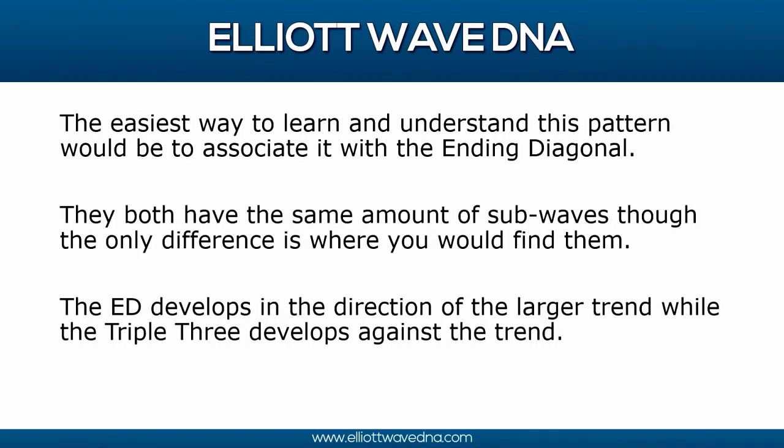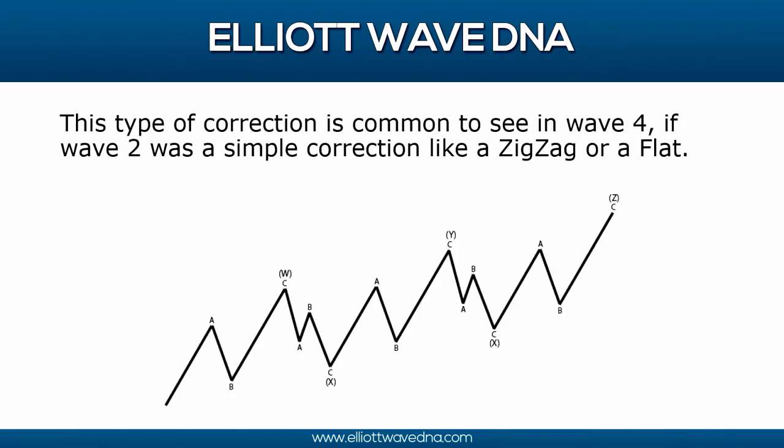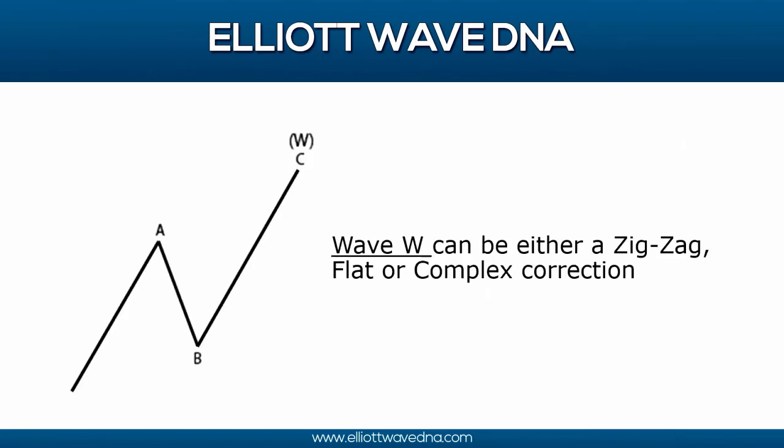And the easiest way to learn and understand this pattern would be to associate it with the ending diagonals. They both have the same amount of subwaves, the only difference is where you would find them. The ending diagonal develops in the direction of the larger trend, while the Triple Three develops against the trend. This type of correction is common to see in wave 4 if wave 2 was a simple correction, like a zigzag or a flat. Wave W can be either a zigzag, flat, or complex correction.